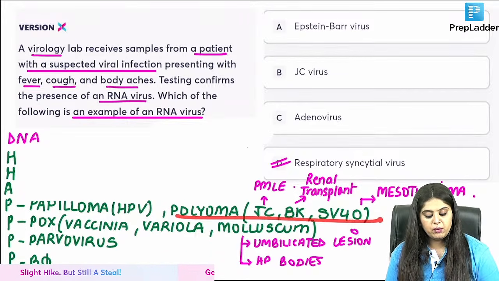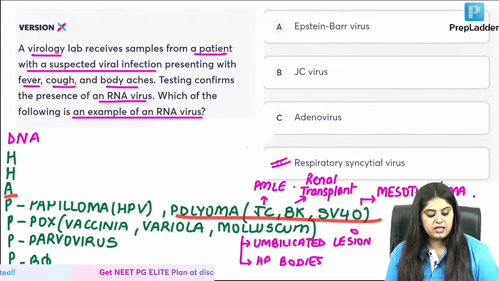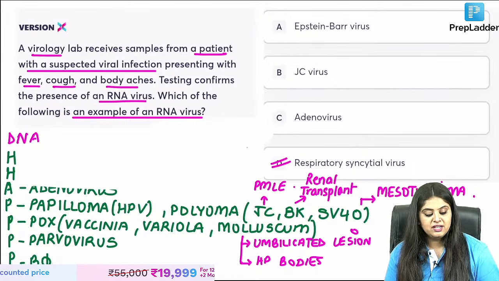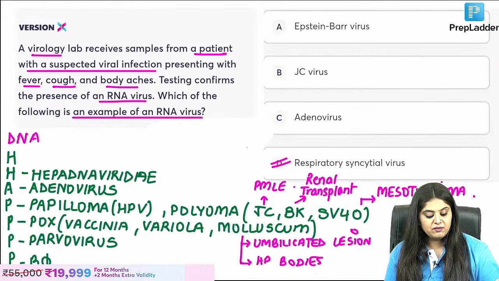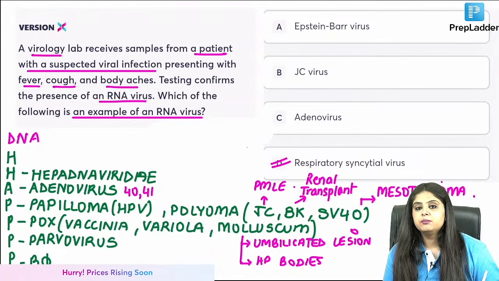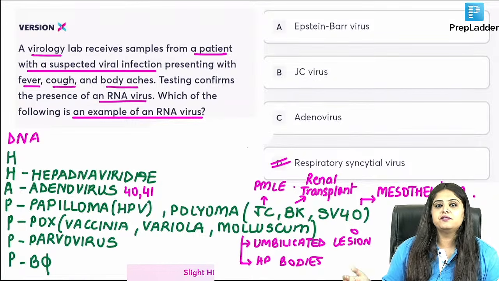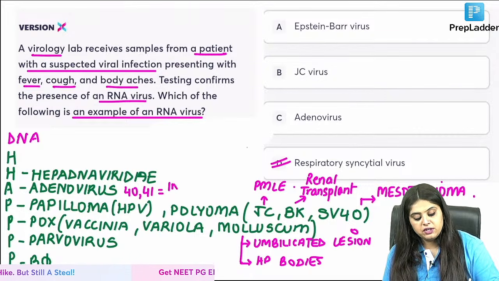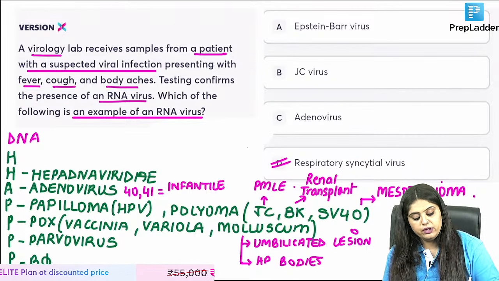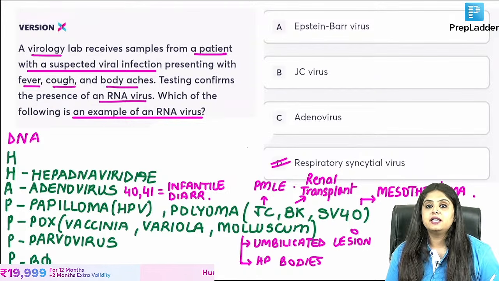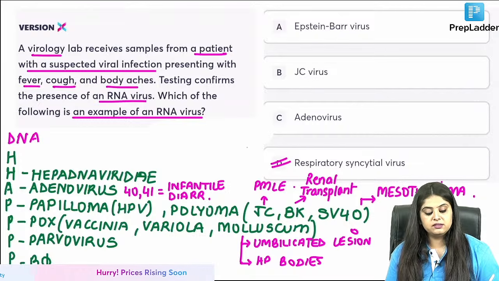Now we are done with all polyoma family members. Now I go on to the A. A for what? A for adenovirus. Now in adenovirus, ma'am, 40 and 41 are asked, because there are many numbers, adenovirus 3, 7, 14, 11, etc. 40, 41 is asked because 40, 41 adenovirus causes potty. It is going to cause infantile diarrhea. Perfect. 40, 41 causes potty. Excellent.